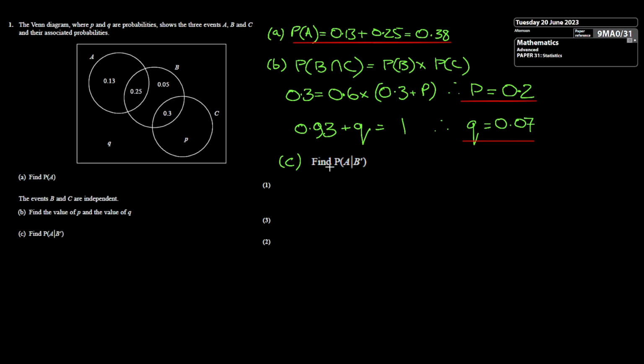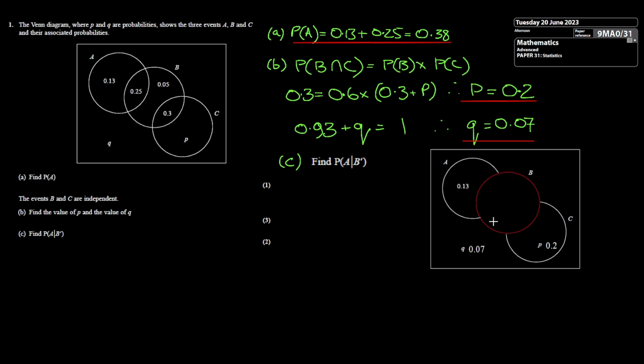And in part C, we've got to find the probability of A given that not B has occurred. In other words, B has not occurred. So all of the contents of B can be ignored and erased. So as you can see from the diagram, B is not in it anymore.